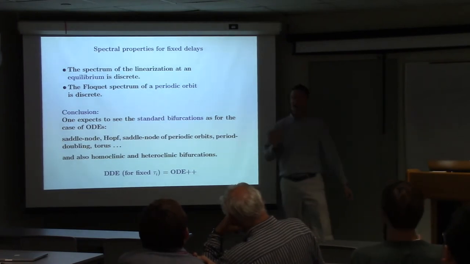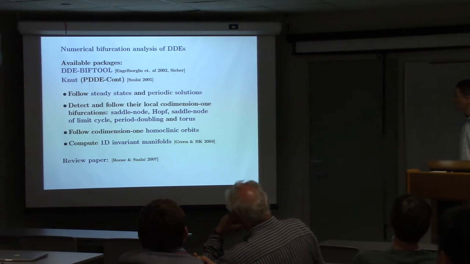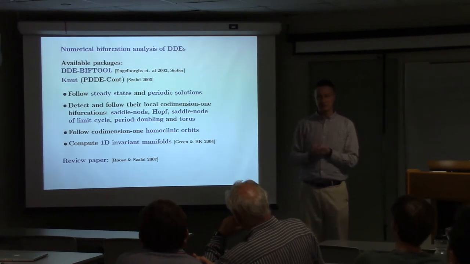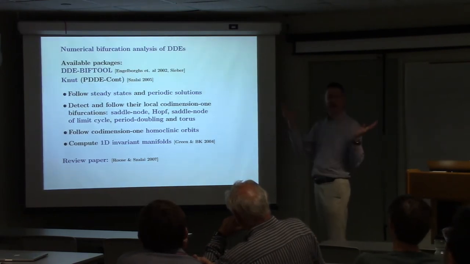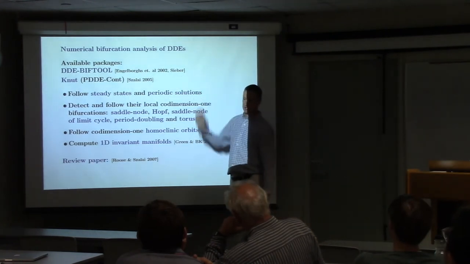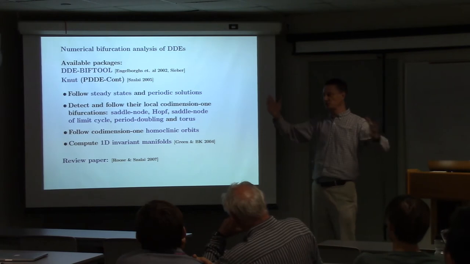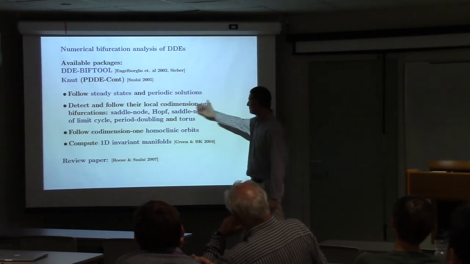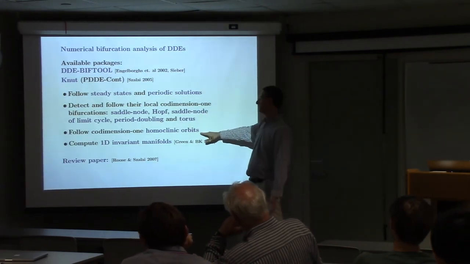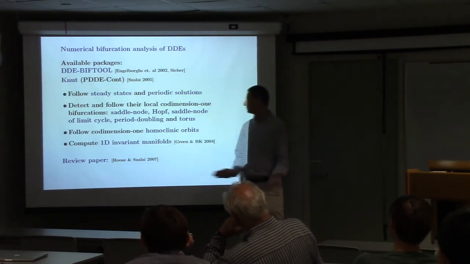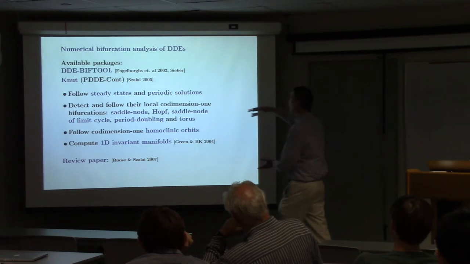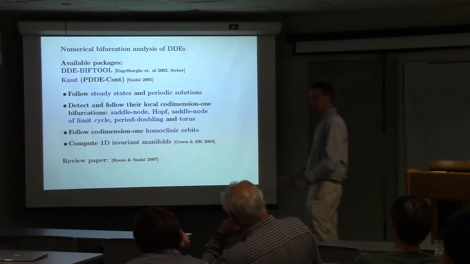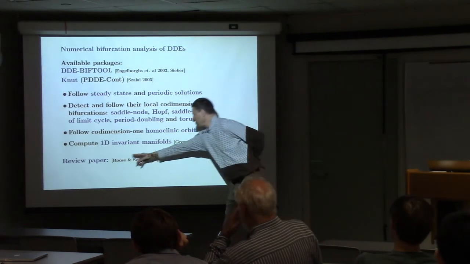Of course, this is only good if you also have the tools to work this out. For numerical bifurcation analysis, I don't know who's heard here of AUTO and other packages like this for continuation or bifurcation analysis, XPP, XPPAUT, right? Basically, you have versions of this for delay equations. You can imagine they're more complicated. You have to do finite dimensional approximations, heuristics, and so on. But you can do bifurcation analysis, detect and follow local codimension 1 bifurcations. You can even follow some homoclinic orbits, sorry, detect homoclinic bifurcations. You can compute some invariant manifolds. So the tools are almost as good as for ODEs. It's just more work to work with them. It's of course slower because you're dealing with a discretization of an infinite dimensional space. There's a survey paper here for anyone who's interested.